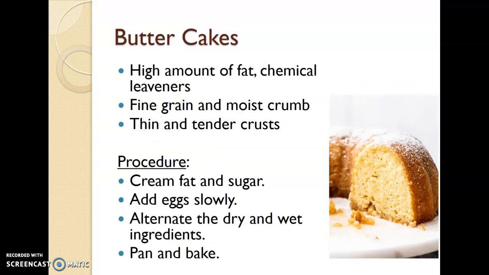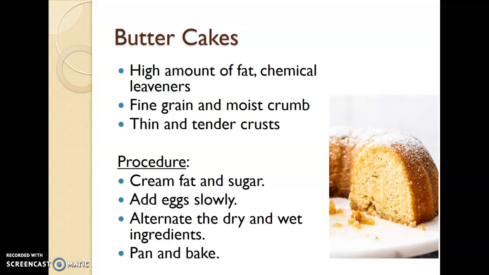First, we'll talk about your butter cakes. Your most common would be your pound cake. Your pound cakes have a high amount of fat and usually involve a chemical leavener to help them rise. They have more of a fine grain, and they definitely have some moistness to it because of all of that fat in there. They tend to have more of a thin and tender crust, meaning the outside brown part there. However, I find in all pound cakes that I've made, it tends to have an even darker crust and a little bit more developed in order to fully be able to cook all the way through.